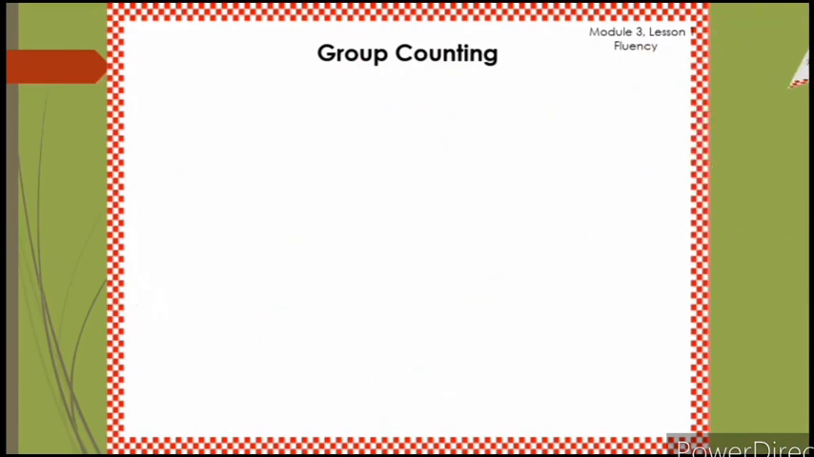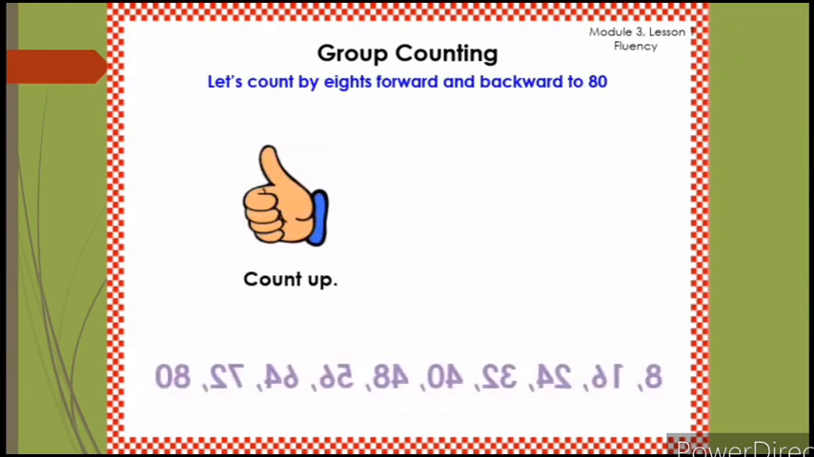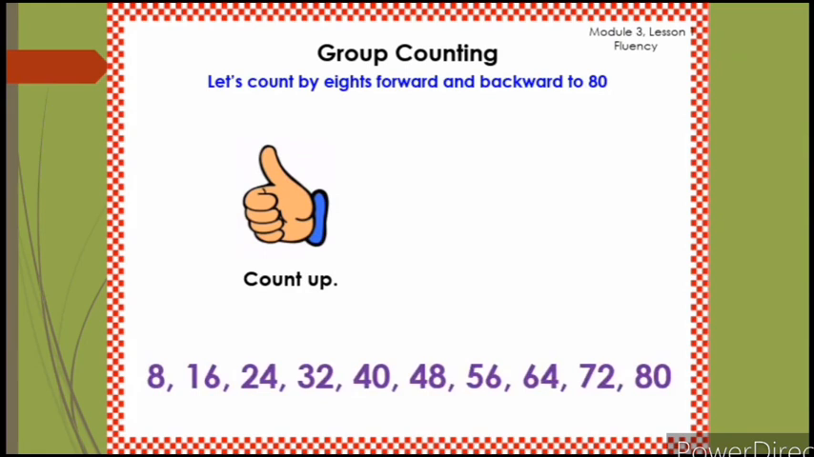We're group counting in 8 this time. So we have our numbers 8, 16, 24, 32, 40, 48, 56, 64, 72, and 80. We stop. Now I want you to write down the numbers from 80 to 8, counting in 8s.